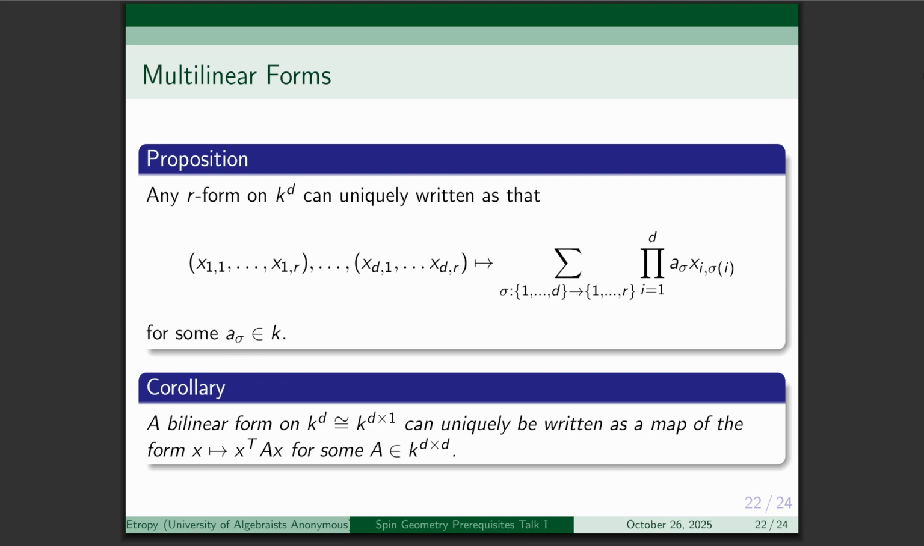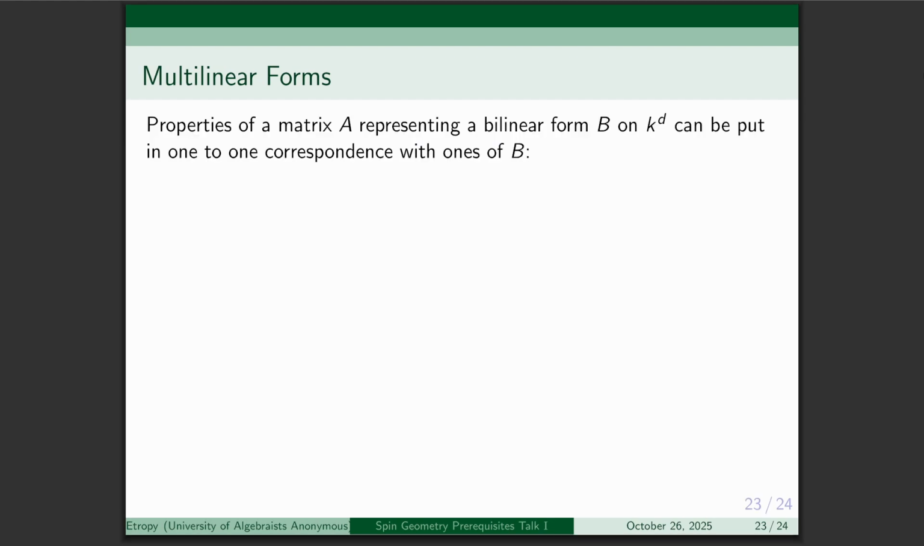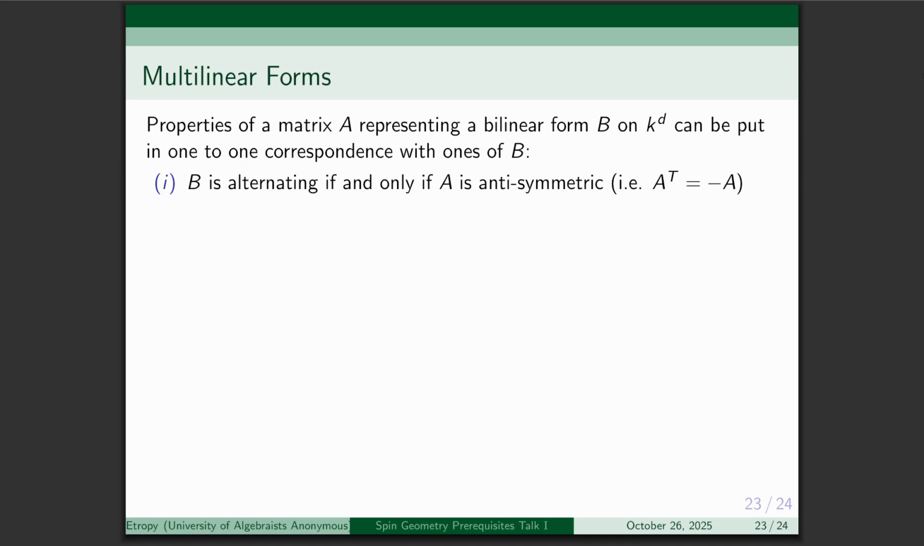And so bilinear forms are in fact in bijective correspondence with matrices, and this is very convenient because now we can think of properties of matrices as properties of bilinear forms. We just note that any bilinear form necessarily maps, let's say in the case of d equals 2, (a, b) and (a', b') to some factor a times a' plus some factor a times b' plus some factor b times a' plus some factor b times b'. And so we get this matrix of these factors, this 2 by 2 matrix. In general, the d by d matrix, where d is the dimension. And in fact, we can put properties of the bilinear form in correspondence with properties of the matrix.